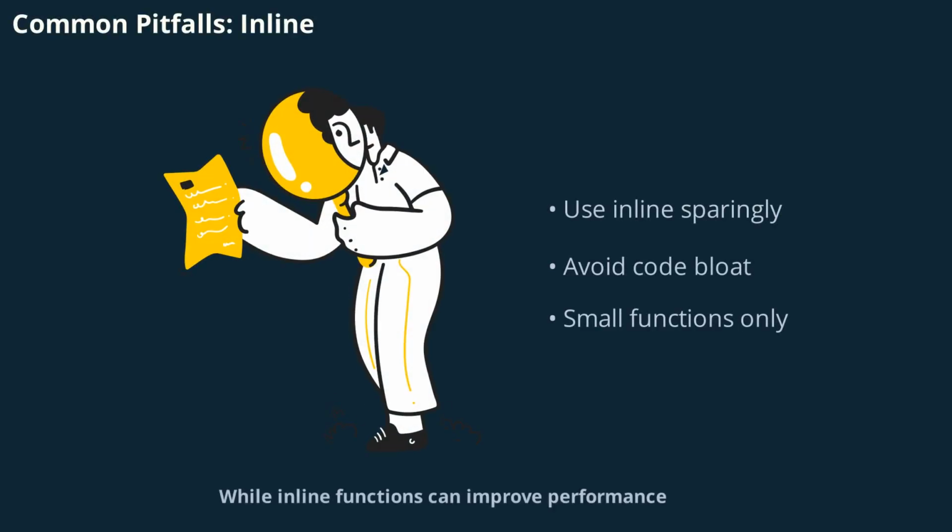While inline functions can improve performance, overusing them can make your compiled binary much larger. Only mark small, lambda-accepting functions as inline. Avoid inlining large or complex functions, as this can lead to code bloat and longer compile times.